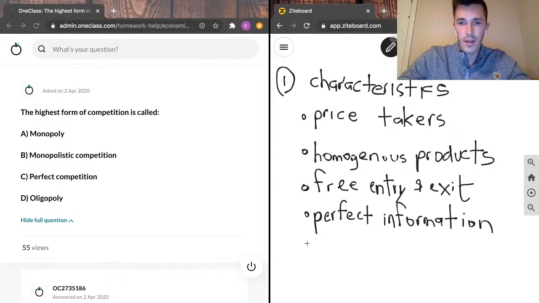Fourth would be many buyers and sellers. And this essentially means that it's a large market.